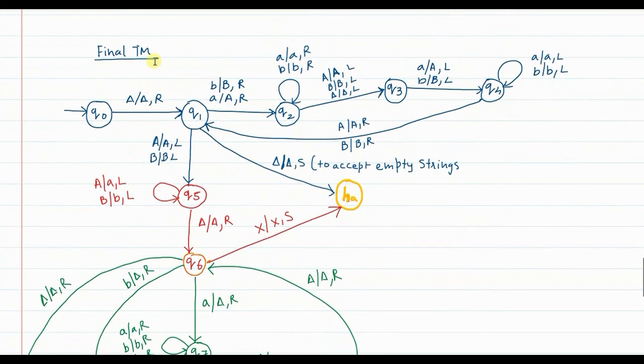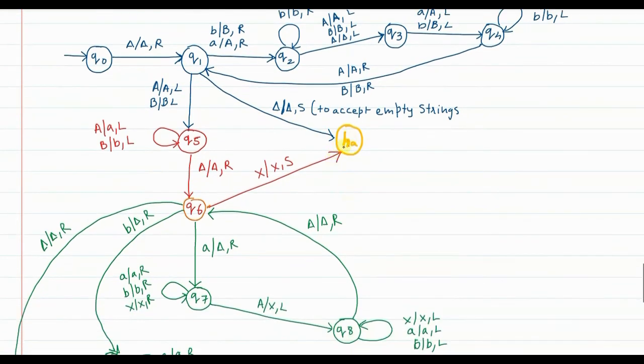So this is the final Turing machine, which is a combination of all three Turing machines. The blue color one is Turing machine 1. Now there is one extra transition, as you can see, that goes to the halting state. Basically there is a common halting state which we have made. This transition is to accept the empty strings.